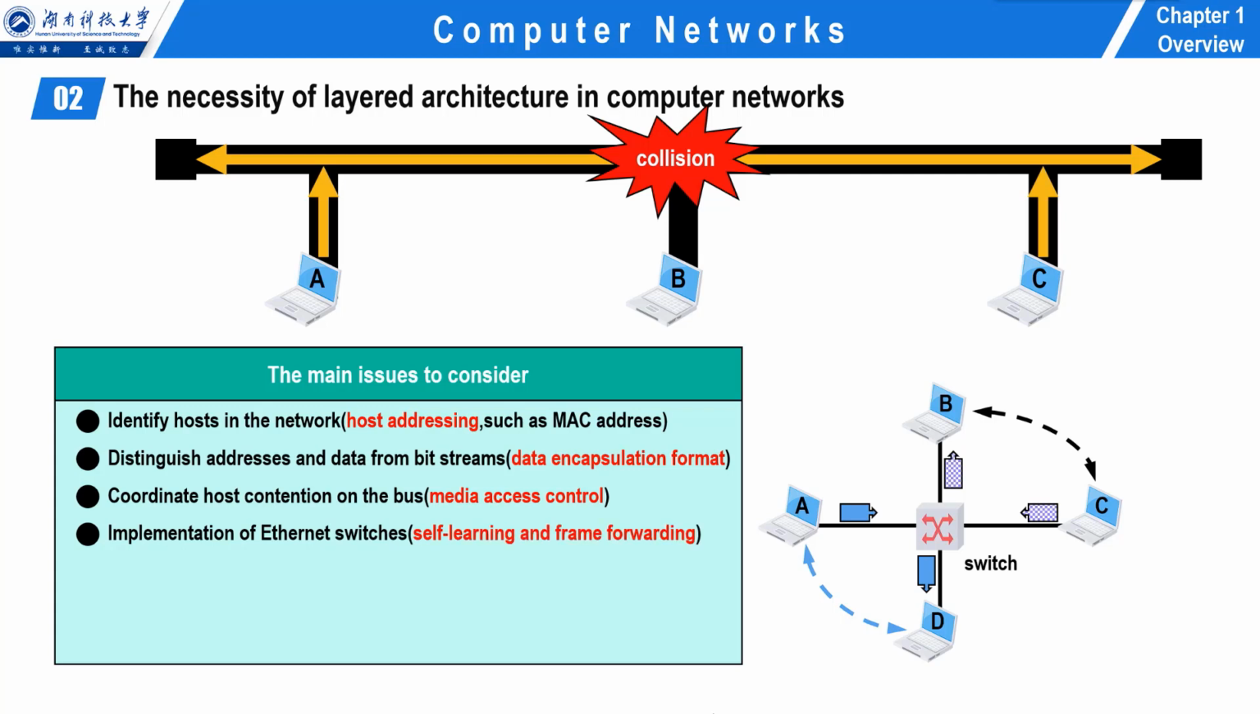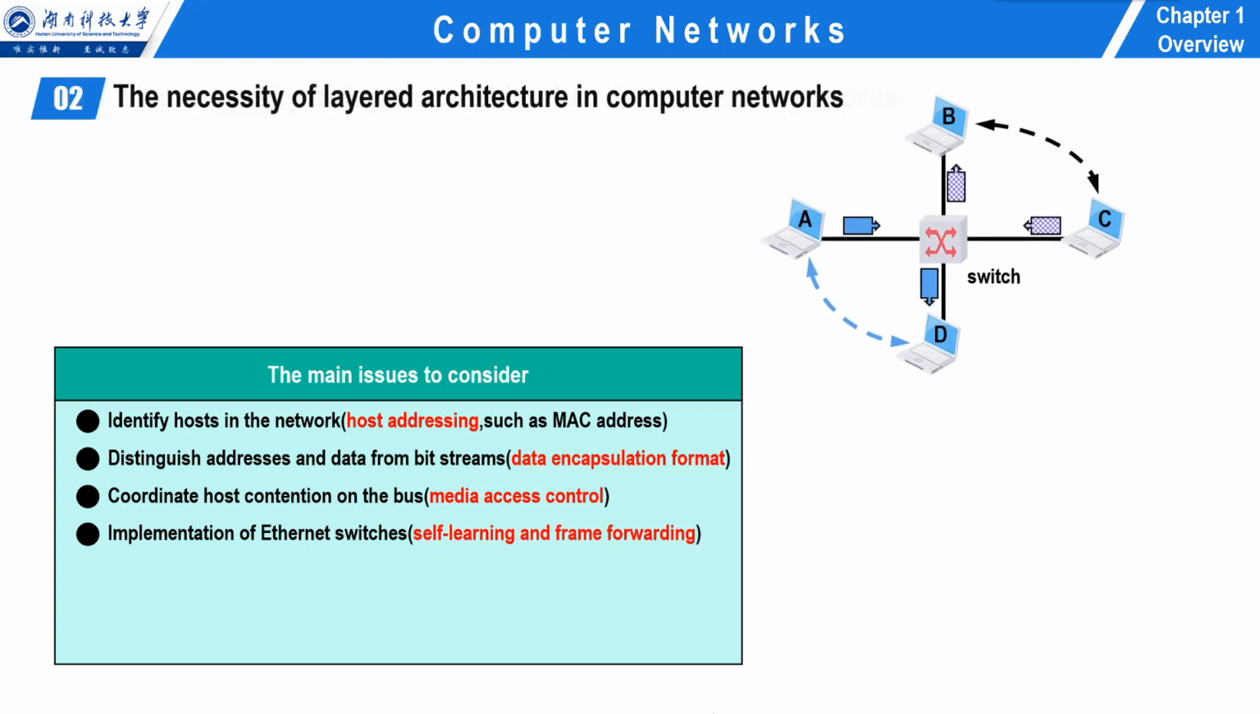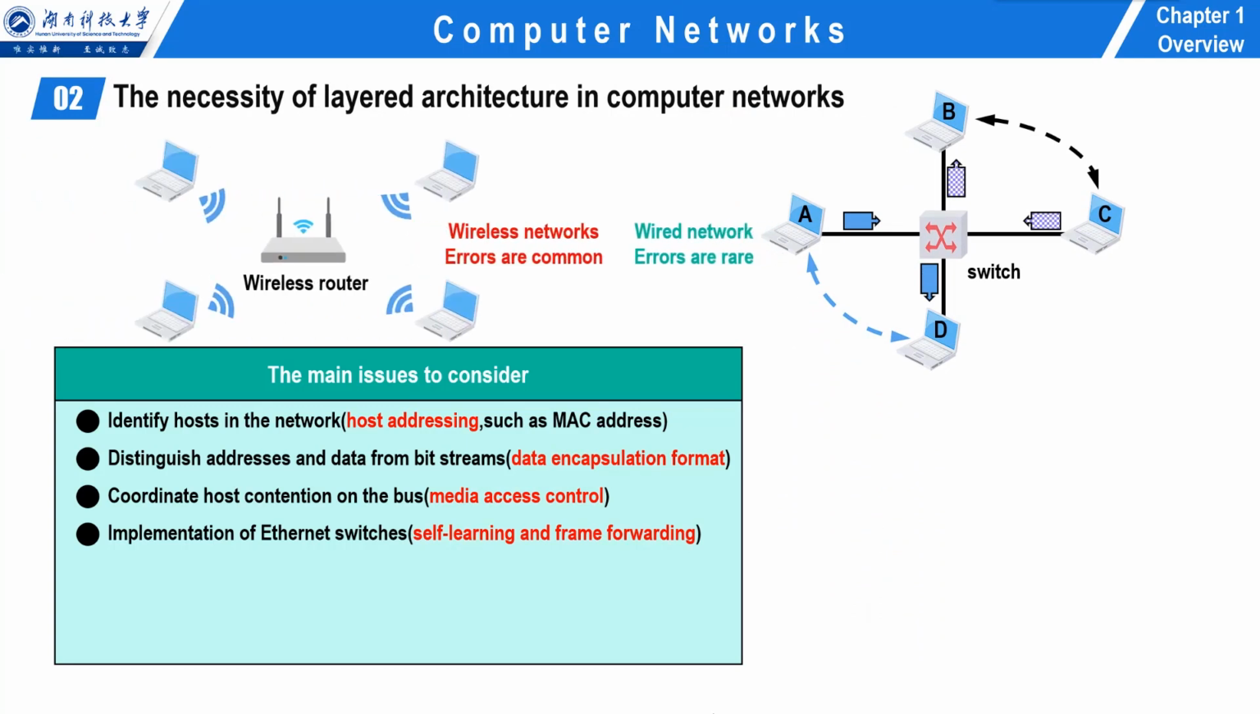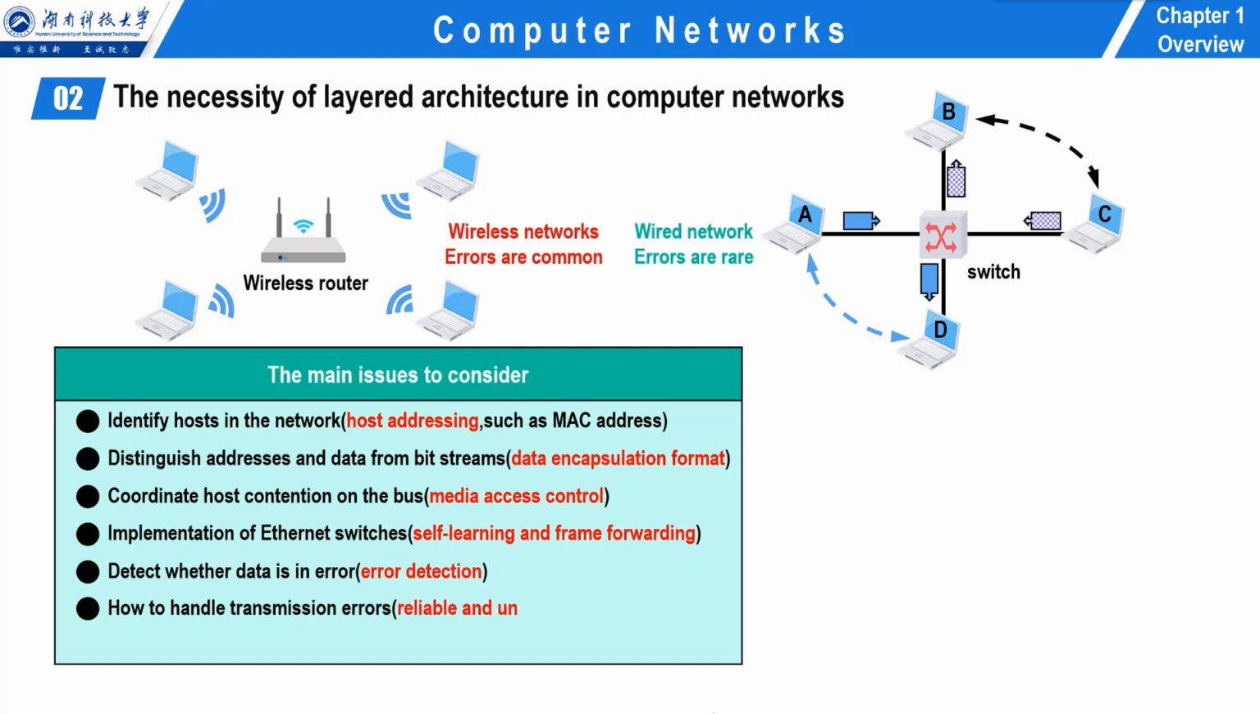For wired networks like switched Ethernet, data errors are rare, while for wireless networks, data errors are more common. This leads to the issue of how to detect errors in data during transmission, known as error detection. When errors are detected in data packets, should they be discarded immediately, or should the sender be asked to resend the packets with errors? This leads to the issue of how to handle transmission errors when they occur.